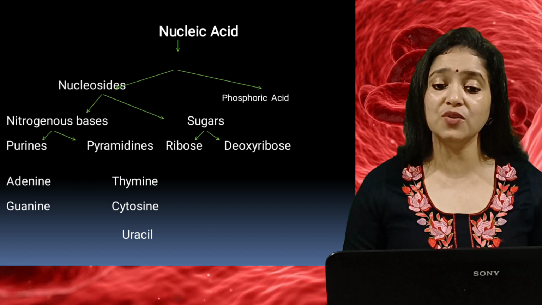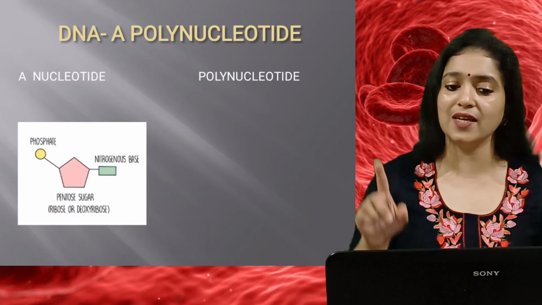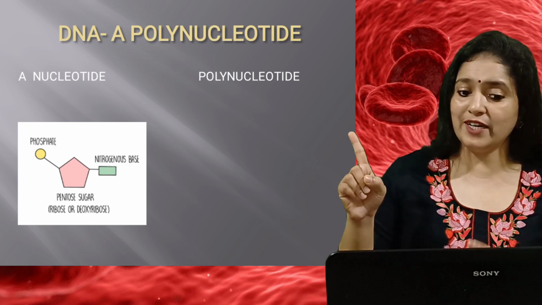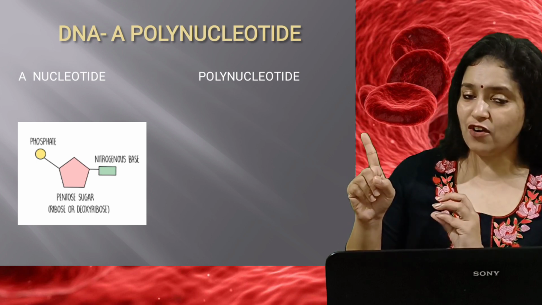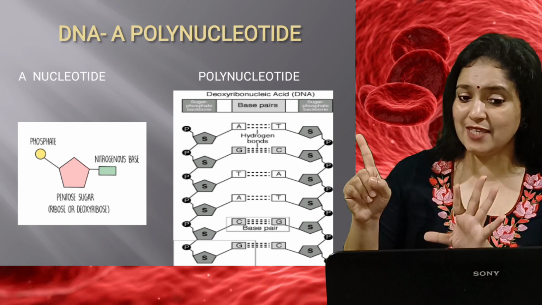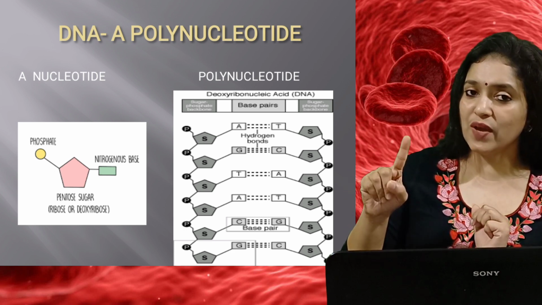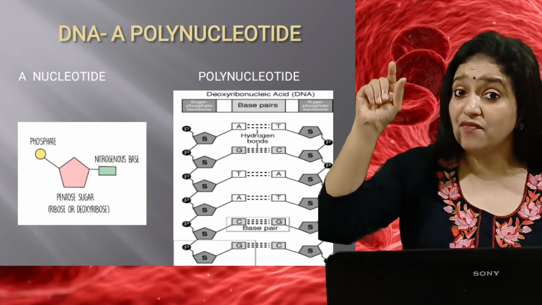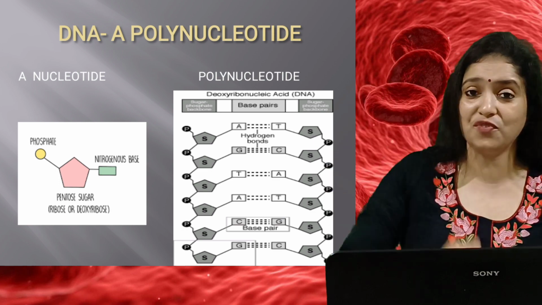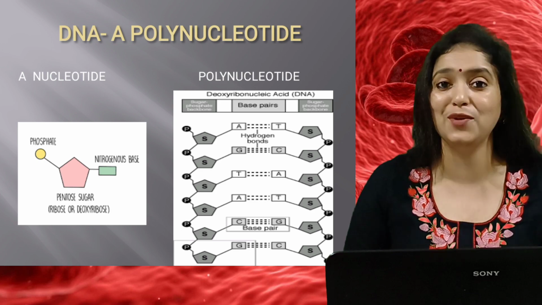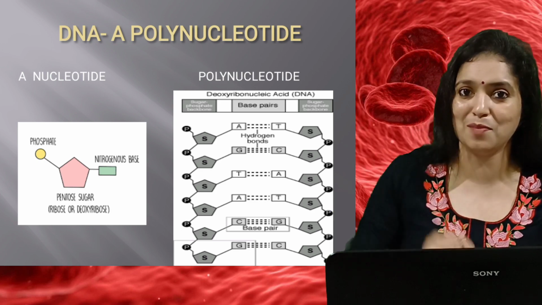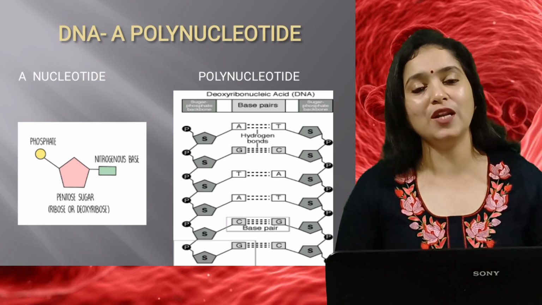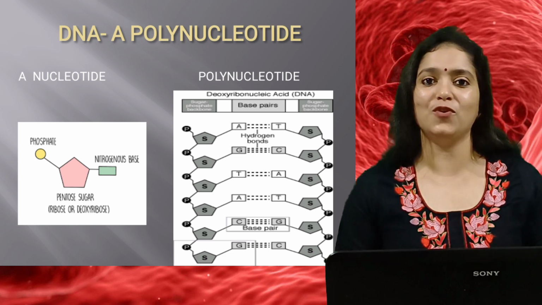So now we understood what a nucleotide is. This is the structure of a nucleotide. We have already learned that a five-carbon sugar is centrally located, and then a phosphate group and a nitrogenous base are there. Several such nucleotides join to form a polynucleotide. Its picture is there near the single nucleotide. So DNA is a polynucleotide.